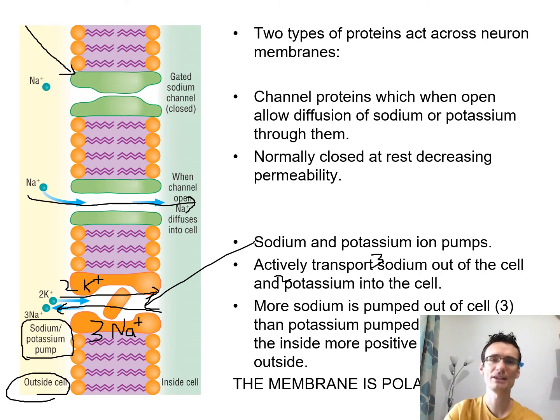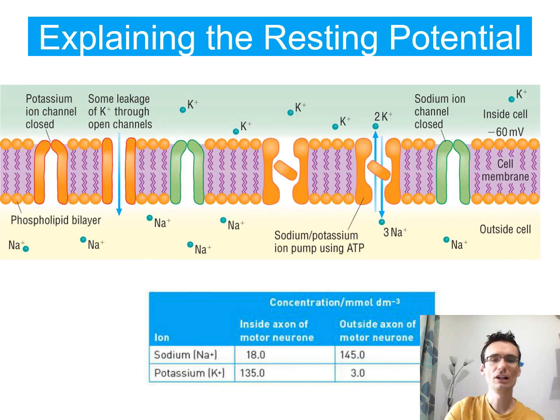How is that charge maintained? The sodium channels and the potassium channels, which we don't talk that much about at the moment, are closed, and there is a sodium-potassium pump using ATP, which maintains the negative charge on the inside, because for every 2 potassiums pumped into the cell, 3 sodiums are pumped out of the cell, and that is when we say the membrane is polarized.